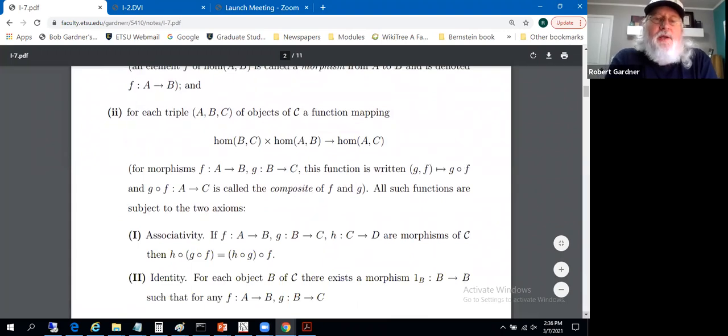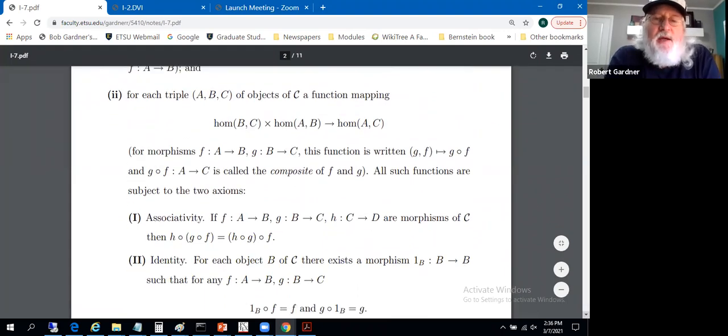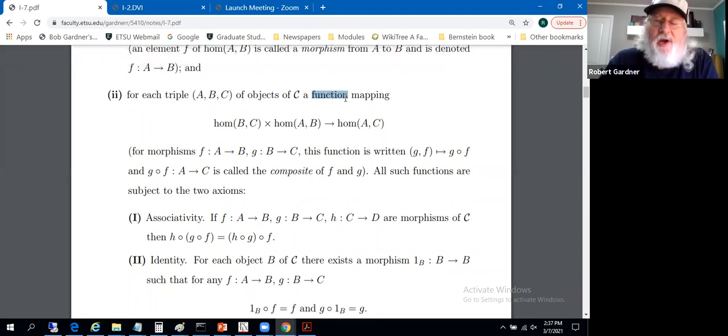Part two, in a nutshell, lets us take compositions of the elements of Hom(A,B). So for any triple of objects A, B, and C, a function, it's the first time we've used that word. Morphisms, we didn't use the word function, though we did use function notation, and we're trying to compose these things. So we're certainly treating them similar to functions. But here we're actually explicitly saying a function that maps the Cartesian product of Hom(B,C) with Hom(A,B) to Hom(A,C).